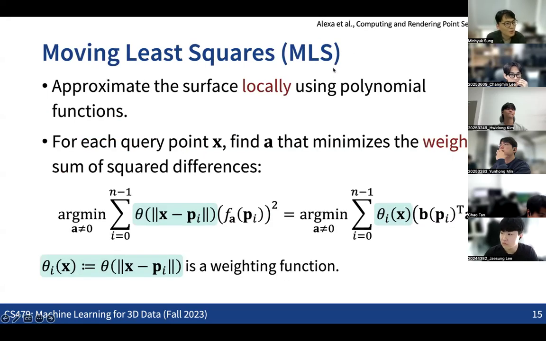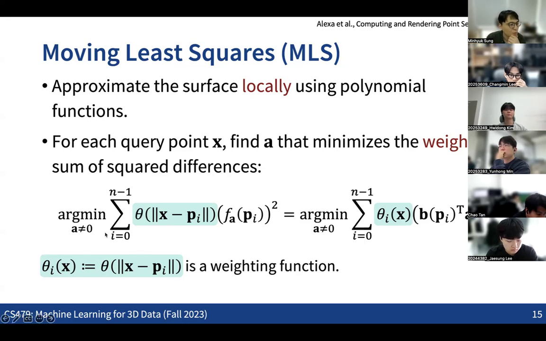But typically what we do for the moving least squares, in terms of fitting the polynomial function in the local region, is that instead of taking some local neighbors, we define a weight function. As a point is close to the query point, the weight becomes higher, and as the point becomes farther from the query point, the weight becomes lower. So it's not explicitly taking local neighbors, but defining a weight function based on the distance from the query point to all the points that we have. That's the basic idea.